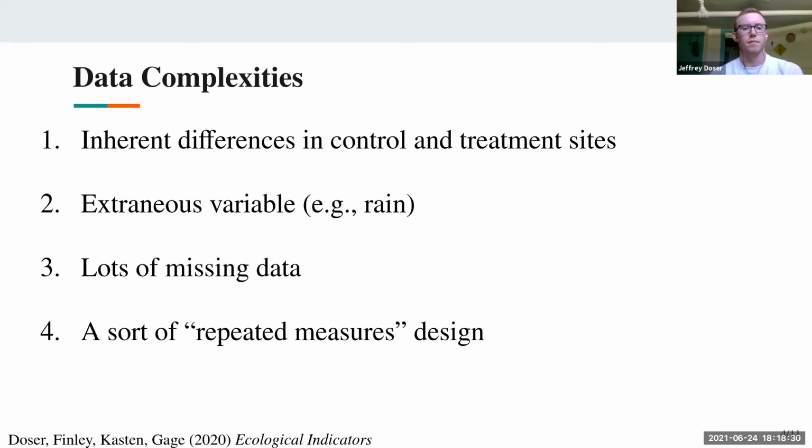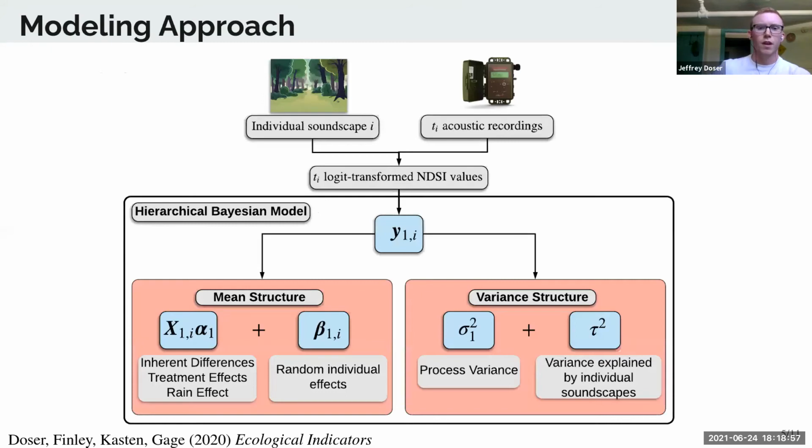And then lastly, we have this repeated measures design where we're continuously recording the same sites over multiple years. And so these complexities motivate the use of a Bayesian modeling framework that can allow us to address all of these simultaneously, while still being able to parse apart and really understand the direct effects that the logging has on this area. And so what we did is we developed a model, and it's depicted in this diagram shown here.